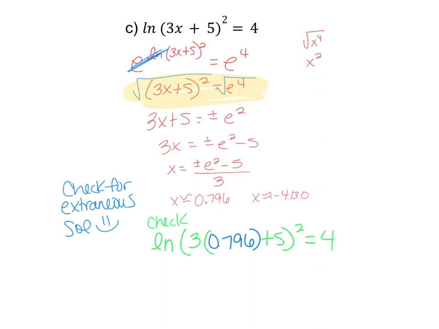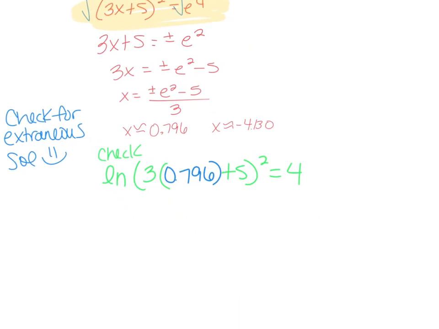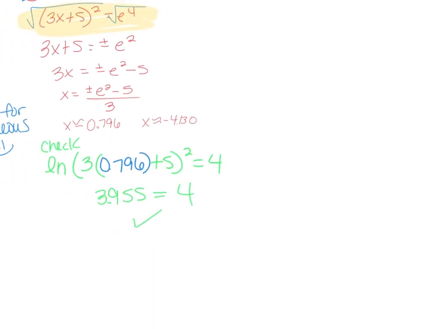Okay? So now you will get 3.955 equals 4. Okay, is this a solution? The answer on this is yes. The reason why it's not 100% accurate is because we had to round, and so that's not an exact answer, but it is an approximation. So 3.955 is close enough to 4 that it works. Okay, let's check the other one.